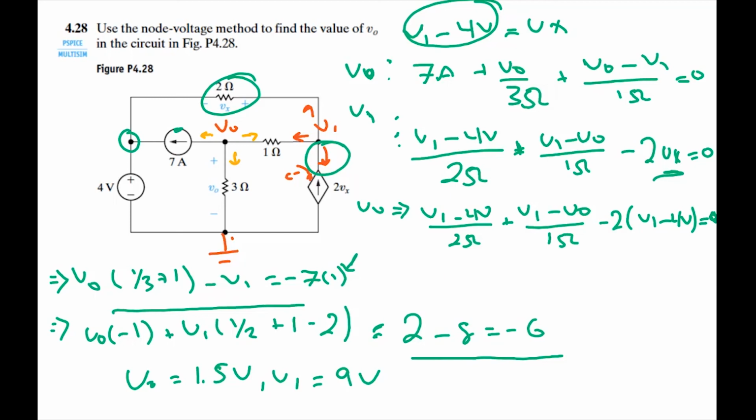So yes, they said solve V0 and we labeled this node as V0. So the voltage at this point will be the voltage drop across V0, because if, for example, this is 1.5 volts, our reference node here would be 0 volts. So we know that this resistor, the 3 ohm resistor, would be dissipating the entire 1.5 volts.